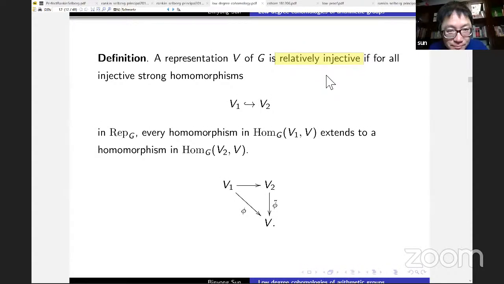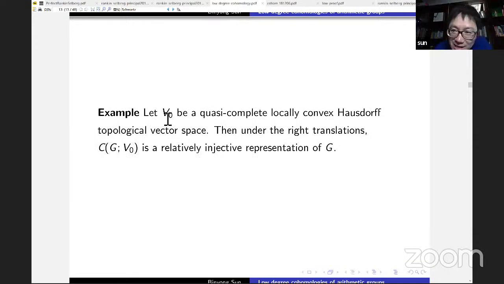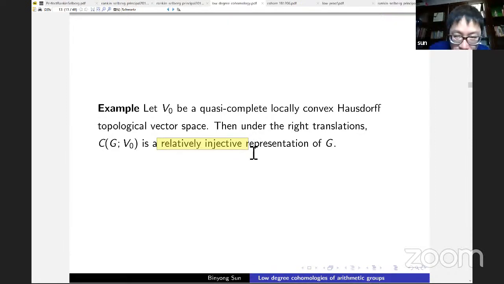Here is an example. Let V0 be an arbitrary quasi-complete locally convex Hausdorff topological vector space. Then this space is the space of all continuous functions on G with values in V0. This is again a quasi-complete locally convex Hausdorff topological vector space. We let G act on this space by right translation. Then this is a representation of G, and this representation is always relatively injective. So this is an example of a relatively injective representation.